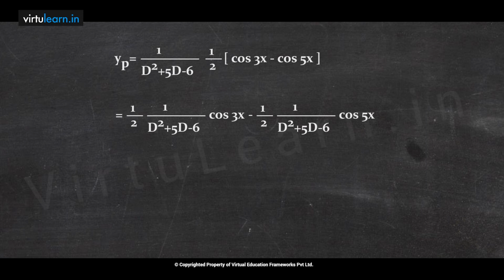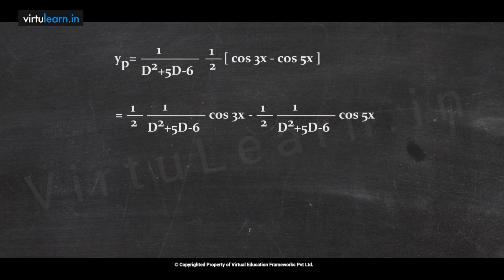Now replace D² by the coefficient of x squared here. Again, in the second part also, replace D². In the first term, the coefficient of x is 3. In the second term, the coefficient of x is 5. So in the first term replace D² by −9, and in the second term replace D² by −25. Because replace D² by −3² in the first term, and D² by −5² in the second term. This is the rule when you observe cos 3x or sin 3x.